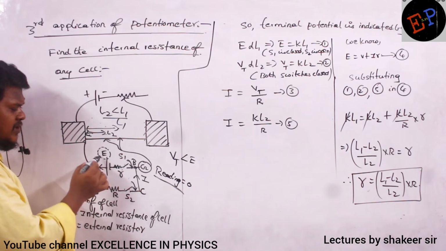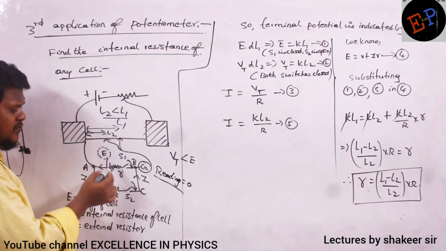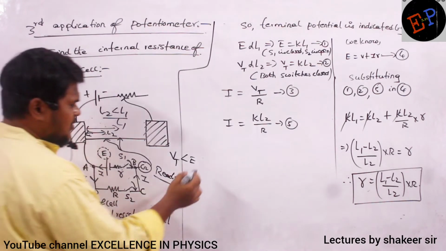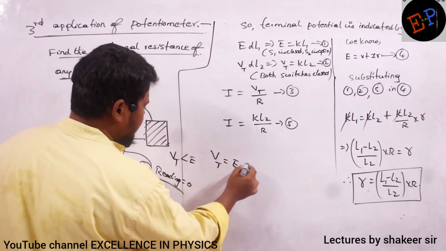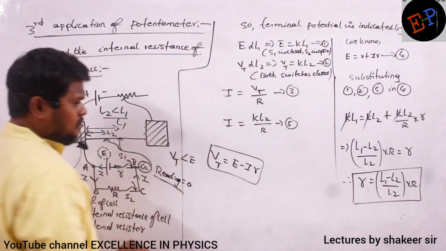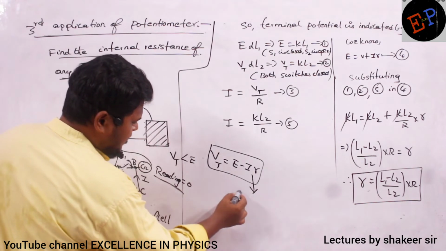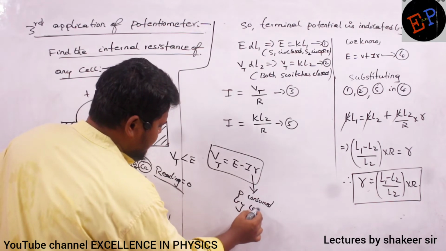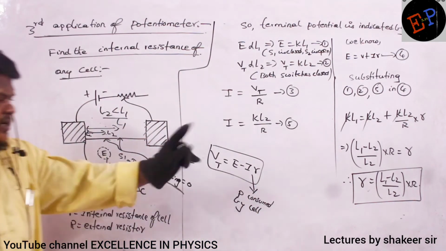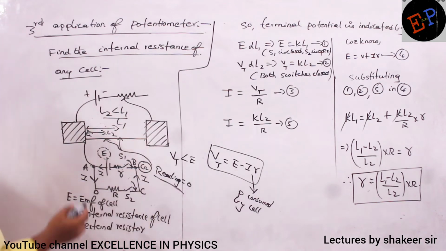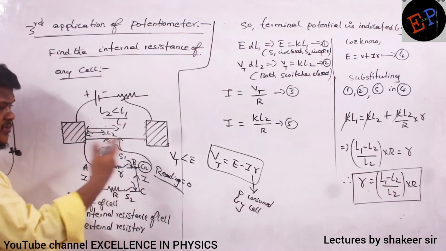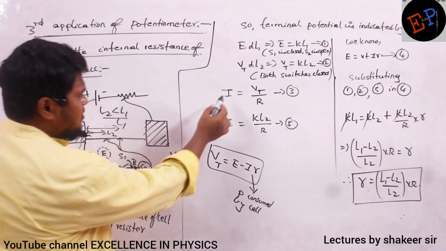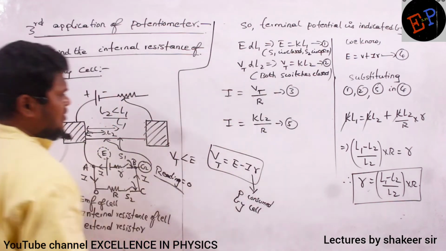So the total EMF of the battery is E. Out of this total EMF, the battery is consuming I into small r. The remaining potential is terminal potential. Terminal potential is E minus I into small r. What is I into small r? Potential consumed by the cell or battery. The remaining potential is Vt, existing between A and B, and who will consume that potential? The external resistor. So therefore I is equal to Vt divided by R, my third equation.